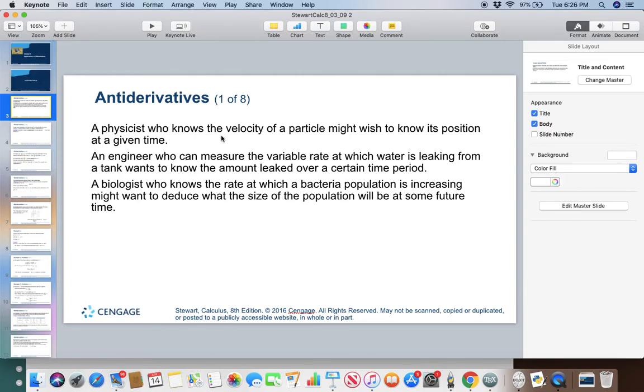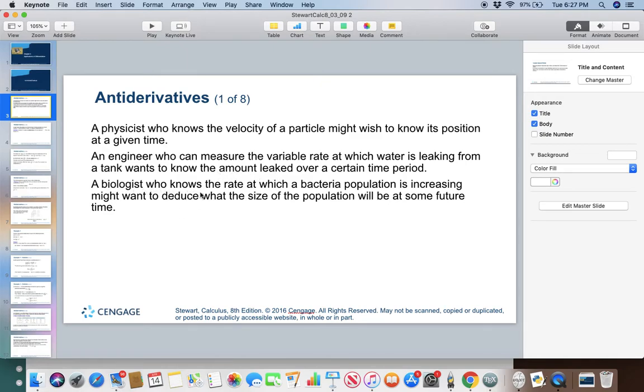A physicist who knows the velocity of a particle might wish to know its position, that is the opposite. If you know position, its derivative is velocity. If you know velocity, can you find its position? Likewise, an engineer who can measure the variable rate at which water is leaking from a tank might want to know the amount leaked over a certain period of time. The derivative of amount over a certain period is called rate. What if you know the rate? Can you go back and find the amount?